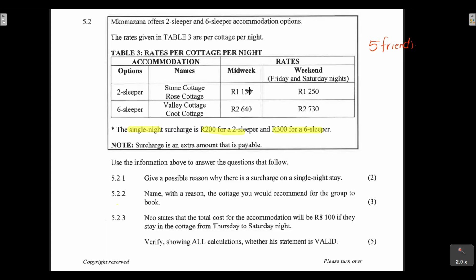So which cottage would you recommend for the group? Would you recommend the 2-sleeper or the 6-sleeper? It makes sense to recommend the 6-sleeper. Why? Do you realize that they would actually be paying less if they were to go for the 6-sleeper, just sleeping in one cottage as a group? They'd pay less, as opposed to if they decided to divide the group into twos and pay 1,150 for each group. It would be way more expensive. So the cottage that I would recommend for the group is the Valley Cottage.